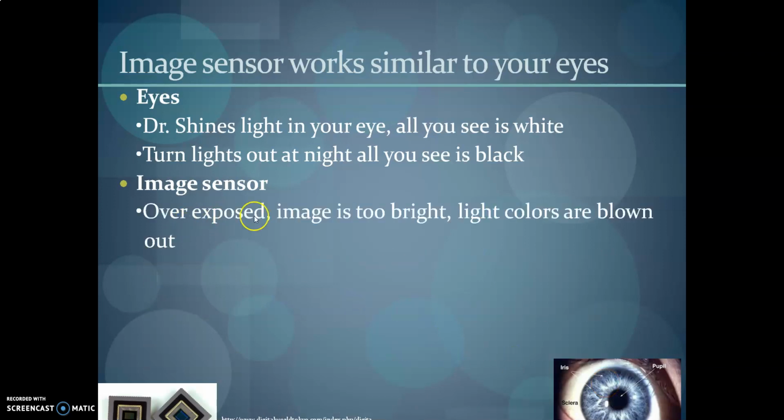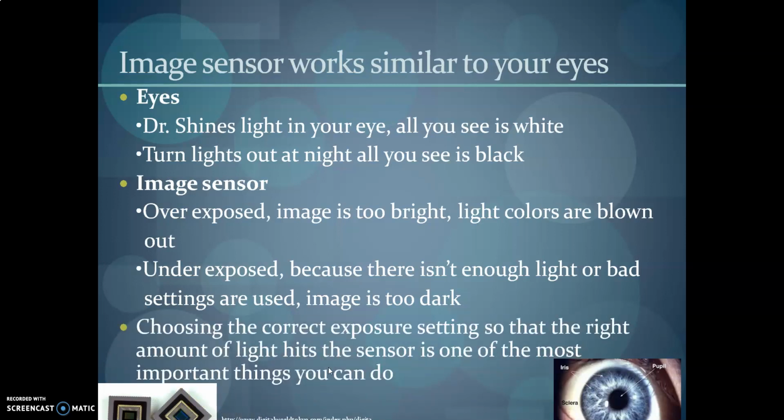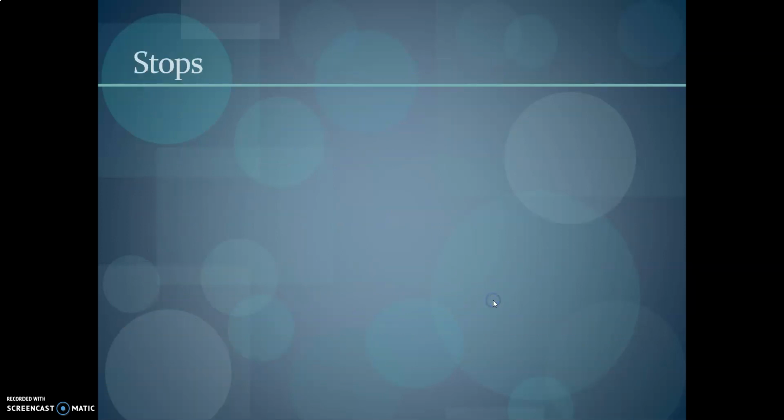Image sensors, if it's overexposed, the image is too bright because there's too much light. The light colors are blown out, it's just overexposed. Underexposed is because there isn't enough light or bad settings are used and the image becomes too dark. This is an example of your eye, obviously, and this is what your image processor looks like. Choosing the correct amount of exposure is by far the most important thing that your camera can do, and the most important thing that you can do as a photographer.